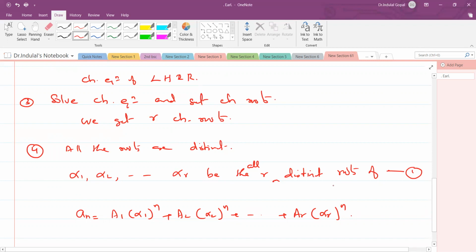Then, if all r roots of the rth degree equation are distinct, say alpha 1, alpha 2, etc., alpha r be all the r distinct roots of 1, then the general solution to the homogeneous recurrence relation is given by these, where the ai's are constants which are to be determined from initial conditions.